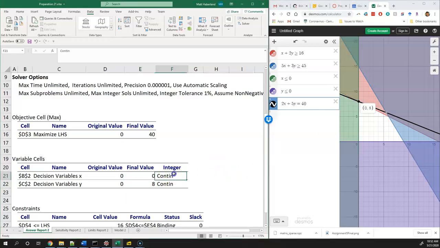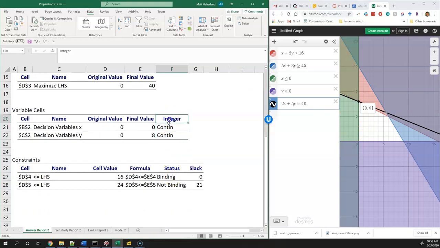Are they integer constrained? No, they're not constrained to be integers, they're continuous variables. But it turns out that there was an integer solution. That happens sometimes if the constraints are intersecting at points with integer coordinates. But these were not supposed to be integer constrained. I didn't set up any integer constraints on those decision variables.